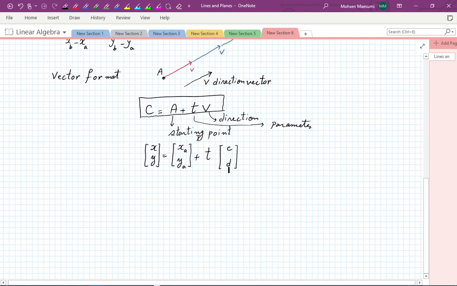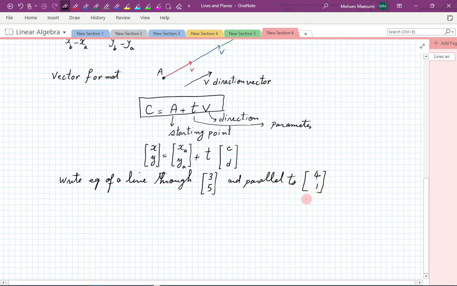So let's go ahead and practice this. Write equation of a line through, so exactly same language as in high school, through 3, 5 and parallel to 4, 1. So this is my starting point and this is my direction vector. So I can write it as xy is equal to start at 3, 5, and then take so many steps off, so many is t, times 4, 1.